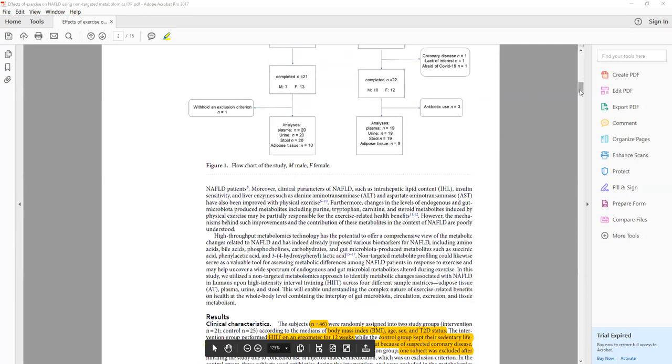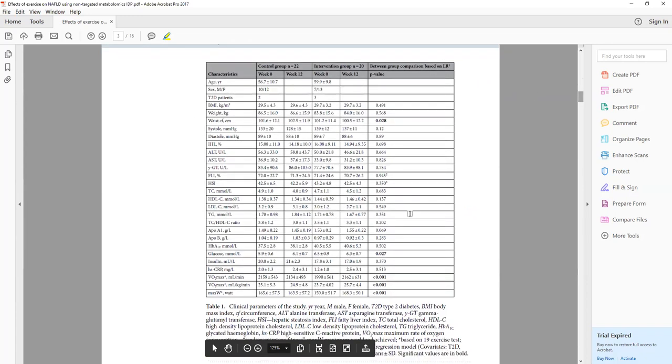Results, I'm not going to go through all the clinical features. This is what I told you earlier: this is all the information they collected that was not metabolomics. And this is also what makes it a very good paper. It's not just metabolomics. They have all of these other clinical features: weight, BMI, some liver parameters, and all the sugar and glucose methods that they did.